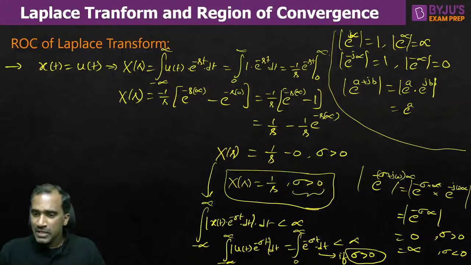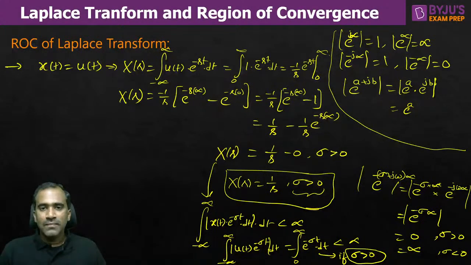I hope you're following. So if sigma is positive, this becomes exponentially decreasing for positive time, and the area will be finite. So this becomes finite only for positive values of sigma. For all values of sigma, it will not be finite. Only for certain values of sigma will it be finite, and those values of sigma for which it is finite, we call the ROC. So we got the same condition here. Many times we don't need to use this condition separately; we'll get it by finding the Laplace transform itself if you do it carefully.